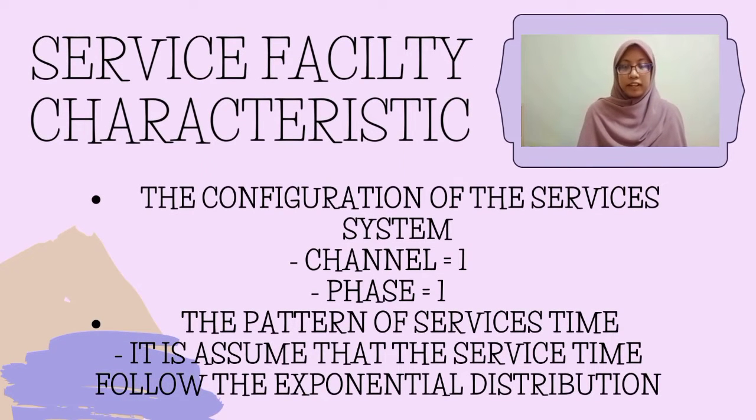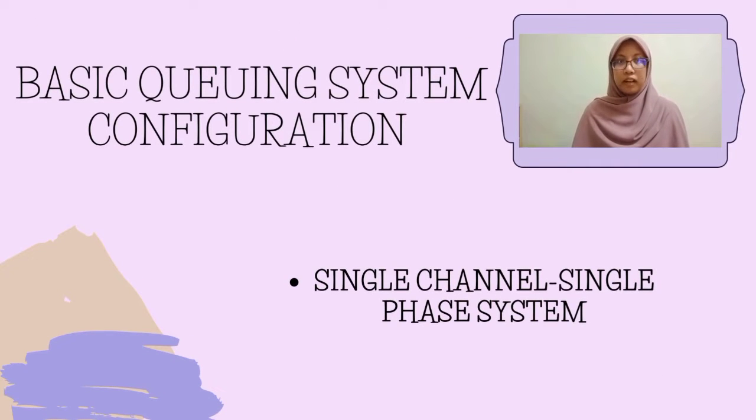Service facility characteristic. Under the service facility characteristic, there are 2 things we want to know, which are the configuration of the service system and the pattern of the service time. Under the configuration of the service system, we know that the service system has a single channel and a single phase, which means there is only one channel and one phase. As for the pattern of the service time, it is assumed that the service time follows the exponential distribution. Lastly is the basic queuing configuration. As we observe the system, we found out that the system is using a single channel and single phase system.